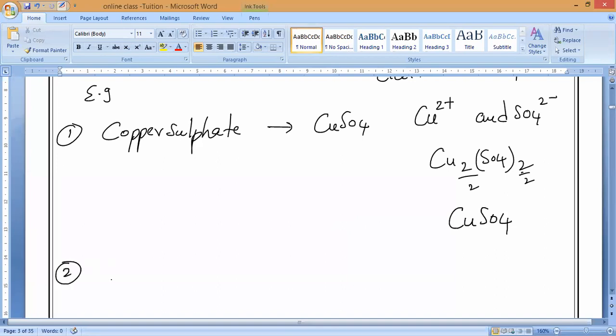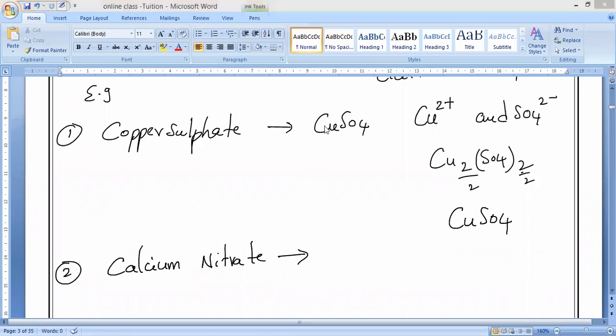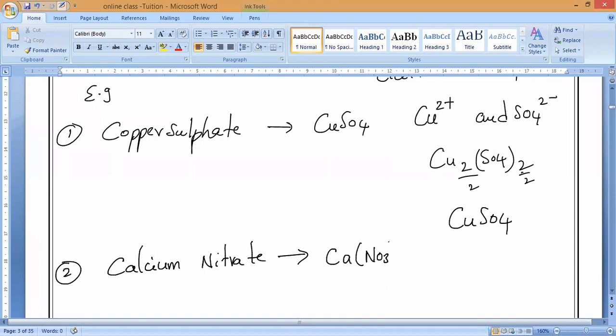Next, the second one. Let me take calcium nitrate. Let me see who will say. Calcium nitrate, everybody. Akhil, Arfan, can you say? Bhumika, can you answer this? Tell me, Anusri. Ca(NO3)2. Calcium nitrate.